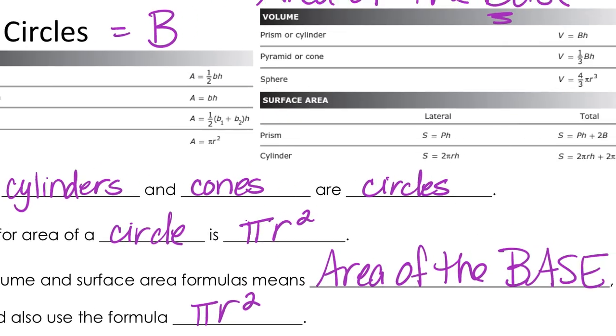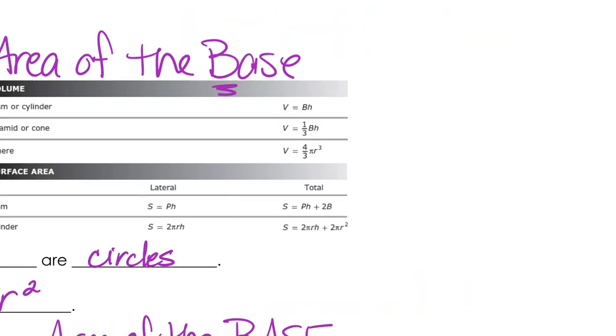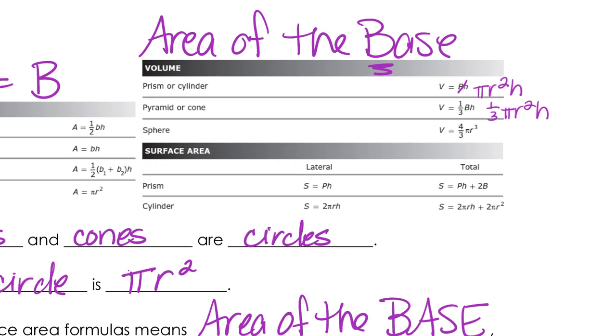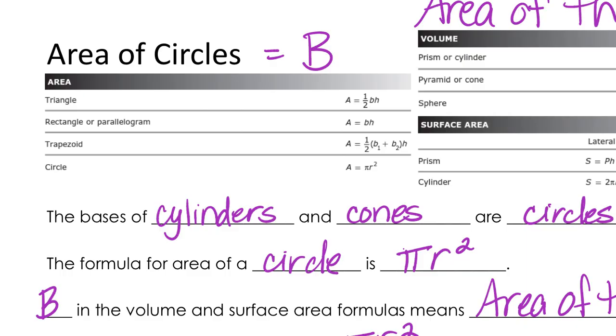So up here, where it says big B, this should be pi r squared times height. This should be 1/3 pi r squared times height. Anywhere you see an area of a circle or any of these things, these should be your big B's.